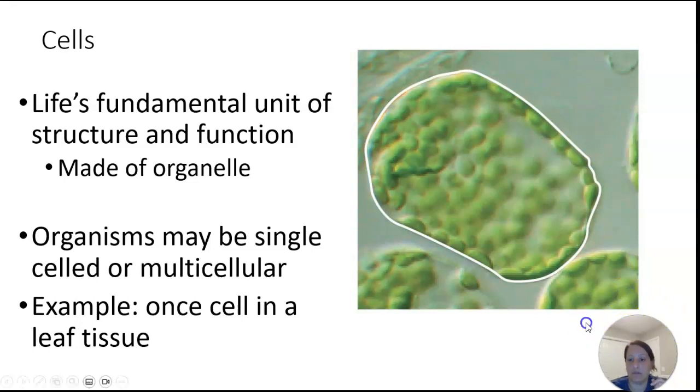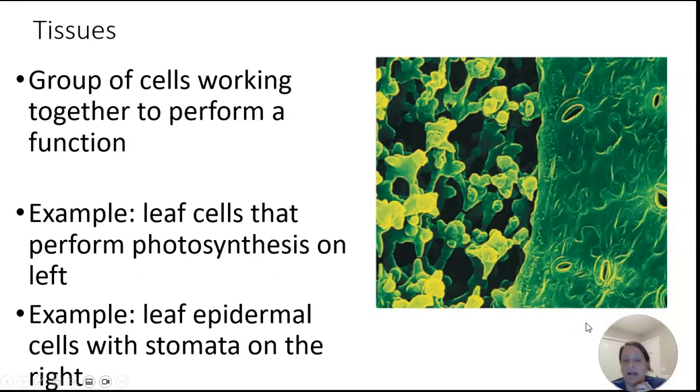Okay. The next level of complexity is the tissue. So tissues are going to be composed of multiple cells that are going to be working together to perform a particular function. Okay, so it's a collection of cells, many cells, that are going to work together to perform a function. So in this example here on the right, there's actually 2 different tissues. Both of these are from the leaf.